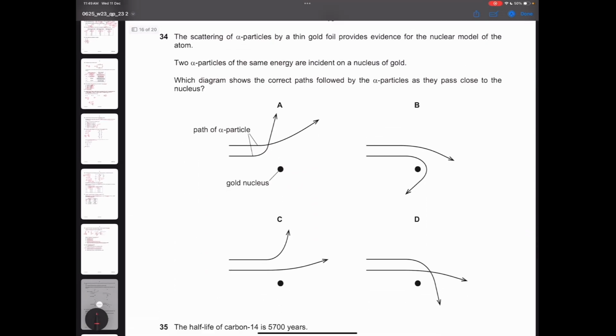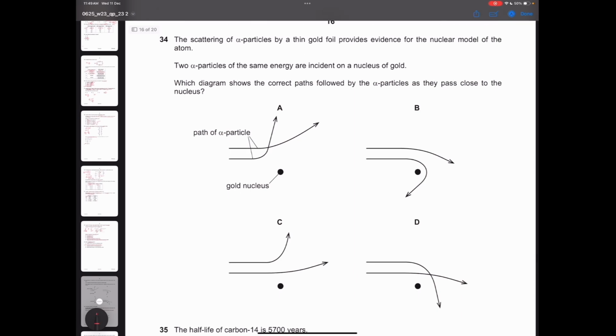Now, question number 34. It's a simple question, but I think a lot of students make mistakes here, so just think about it carefully. The scattering of alpha particles by thin gold foil provides... Two alpha particles are shown. They're asking which diagram shows the correct paths followed by alpha particles as they pass close to the nucleus.